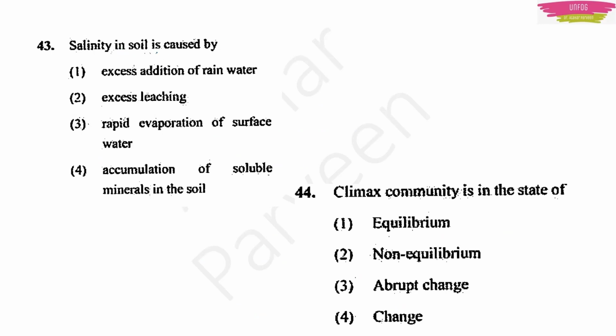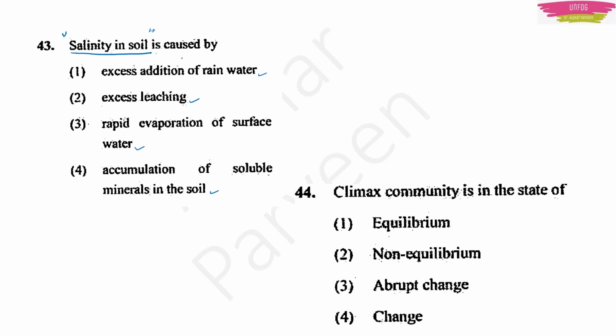The next question is, salinity in soil is caused by. The options are given as excess addition of rainwater, excess leaching, rapid evaporation of surface water, or accumulation of soluble minerals in the soil. What does this salinity in soil mean? Salinity in soil means the increase in the concentration of salts in the soil. So what causes this salinity in soil?